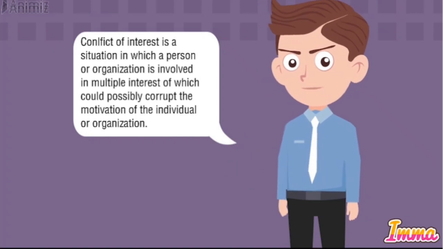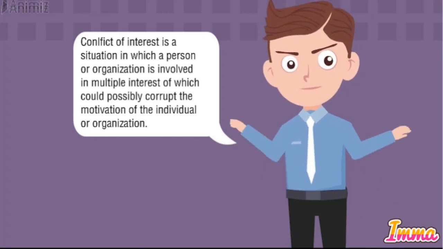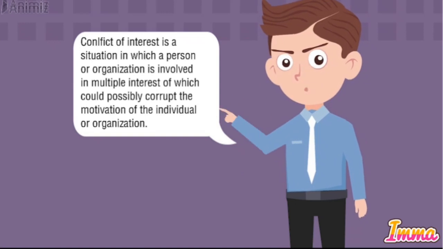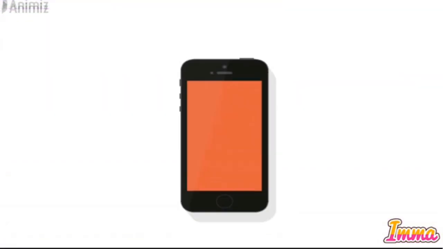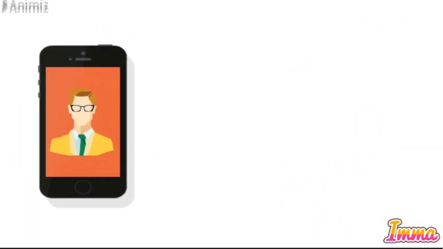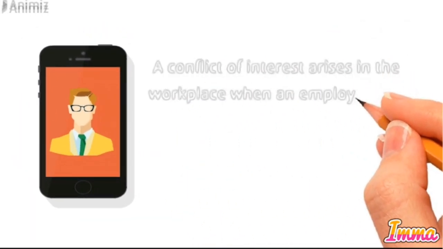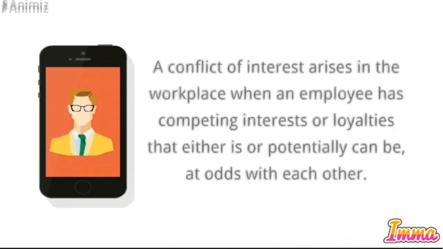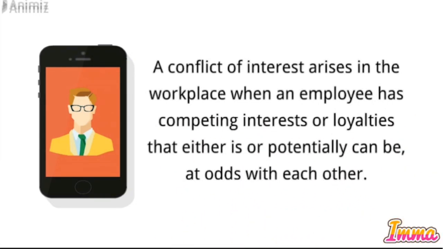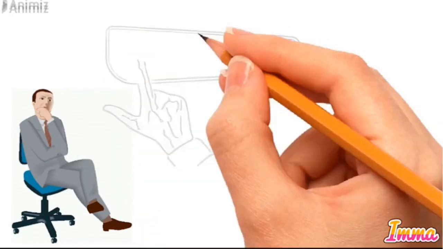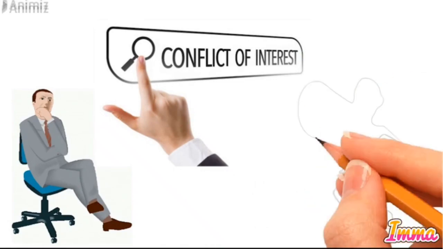Conflict of interest is a situation in which a person or organization is involved in multiple interests, which could possibly corrupt the motivation of the individual or organization. A conflict of interest arises in the workplace when an employee has competing interests or loyalties that either are or potentially can be at odds with each other. It happens to a lot of us, and it can be stressful as we struggle in making the best decisions.